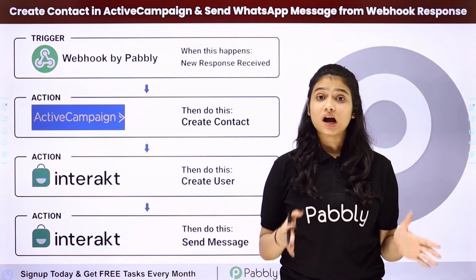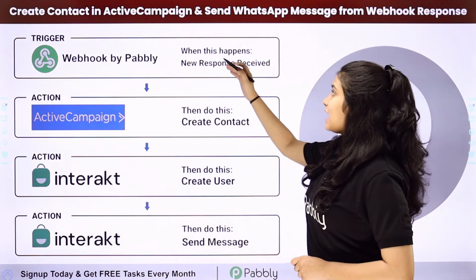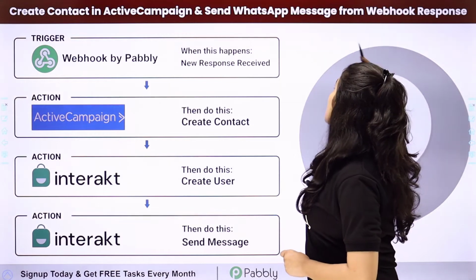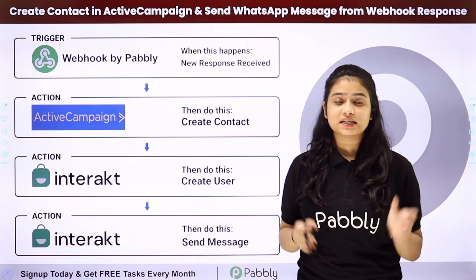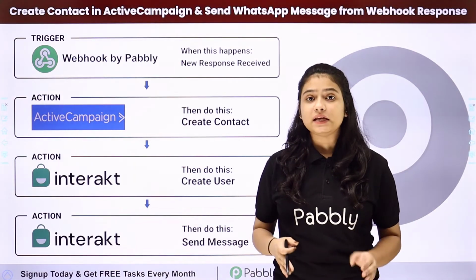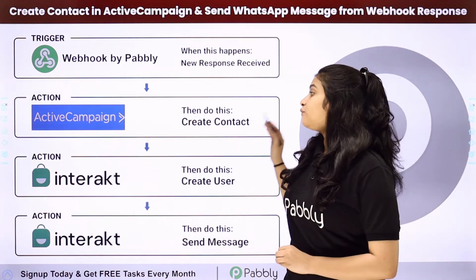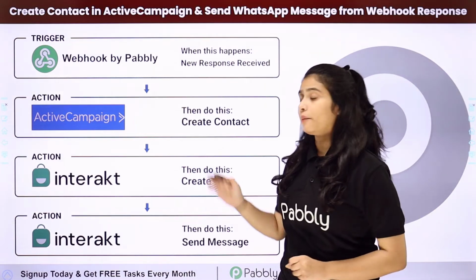In this video, we are going to learn how to create a contact in ActiveCampaign and send a WhatsApp message from Webhook responses. Now we want that whenever a new Webhook response is received to us through Webhook by Pabbly, a new contact should be created by using the same details in our ActiveCampaign account.